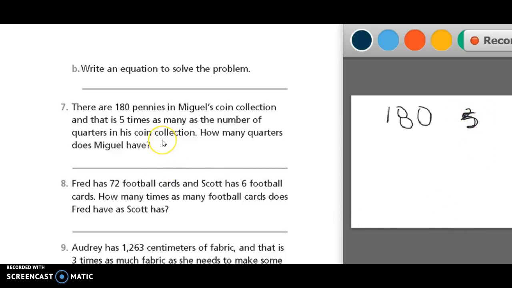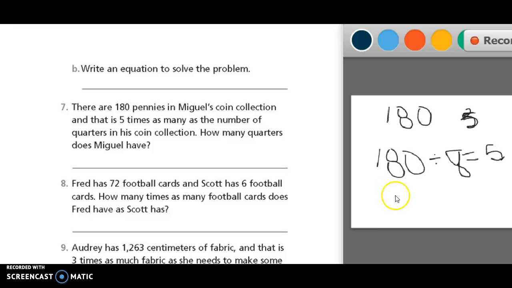All right, so then I am looking at this, and I'm going to say there are 180 pennies in Miguel's collection, and that's 5 times as many as the number of quarters in his coin collection. So I'm saying he starts with 180, and he has 5 times as many quarters. So since he has 5 times as many of a missing number, we are doing division of quarters. It's going to equal 5.